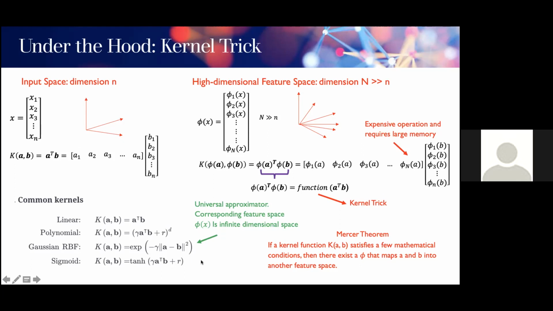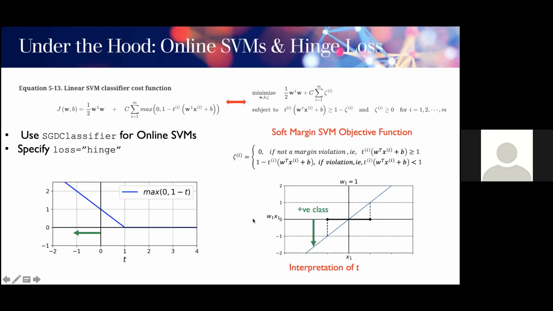So with that, let's move on to the next section, which is the online SVMs and the hinge loss. We briefly touched on the SGD classifier for online SVMs in the previous sections. As you get more and more data points, you would be able to revise your parameters using the SGD classifier. However, this is pretty slow, but you do need to specify loss as hinge explicitly.